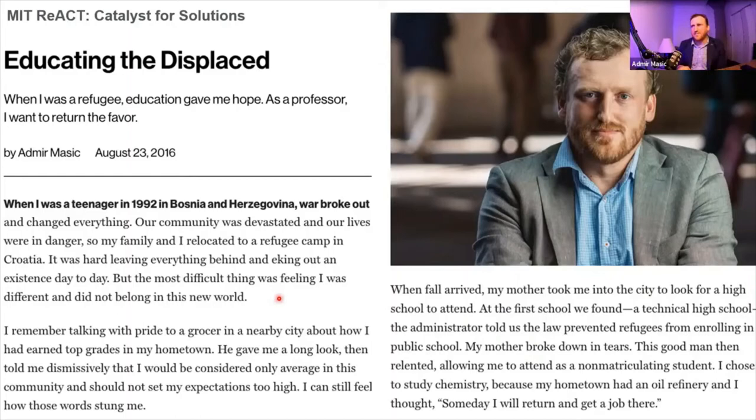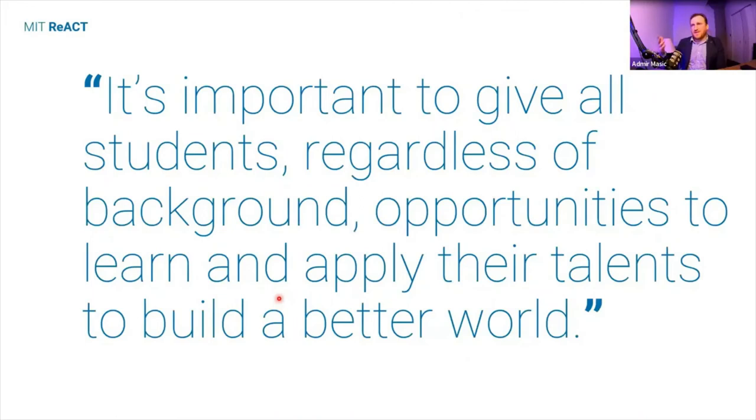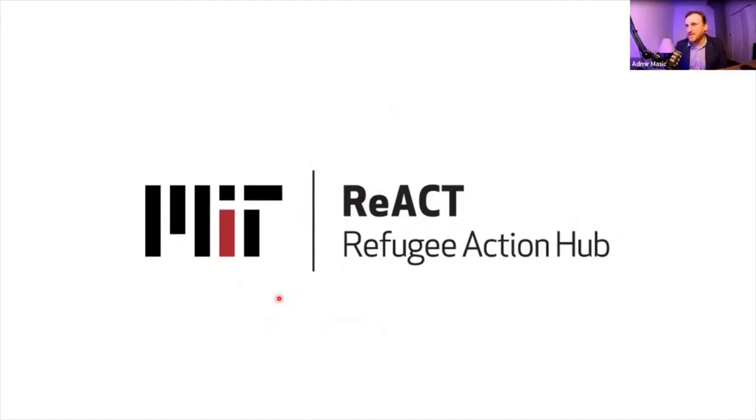But then I basically came up in this article. I concluded that it is important to give all students, regardless of background, opportunities to learn and apply their talents to build a better world. I believe that this is really essential, to give everyone opportunity. Now, if they are going to take it or not, that's not our problem. But I think the problem is that there are really little opportunities to help refugees enter the higher education pathways. And this is where React is born.